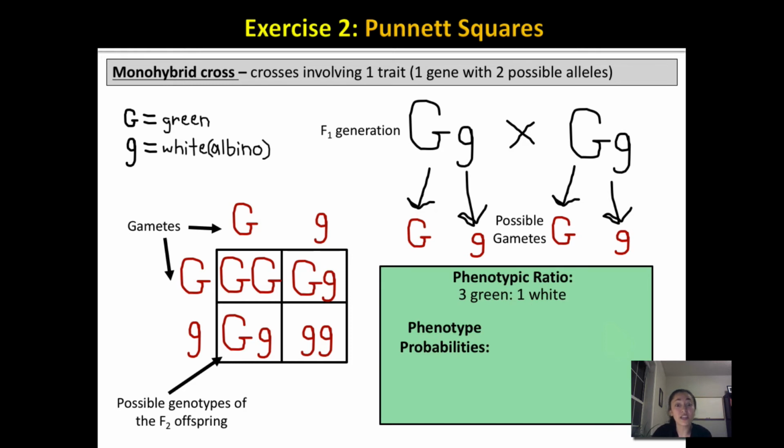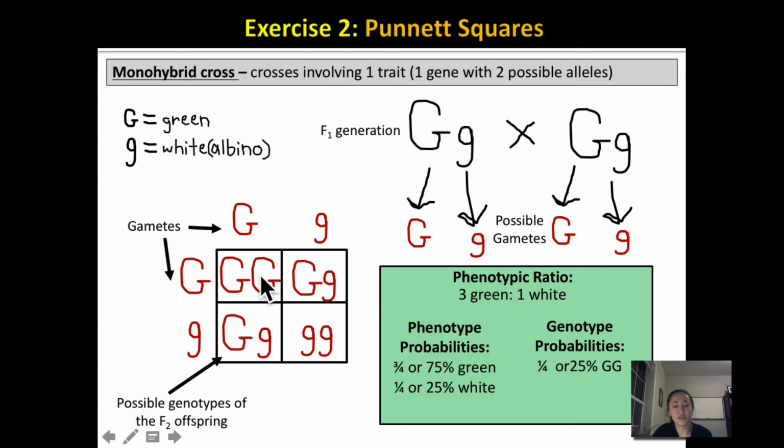So what's the probability that they'll be green or white? Well, the probability they'll be green is 3 out of 4, or 3/4, or 75%. Probabilities are always expressed as a fraction or a percent. What's the probability they'll be white? Well, we have 1 out of 4, so that's 1/4 or 25%. You could also do the genotype probability. There'll be a 25% chance, or 1/4, that they'll be homozygous dominant. 2 out of 4 would be heterozygous, so that's 50%, and only 1/4 or 25% would be homozygous recessive.